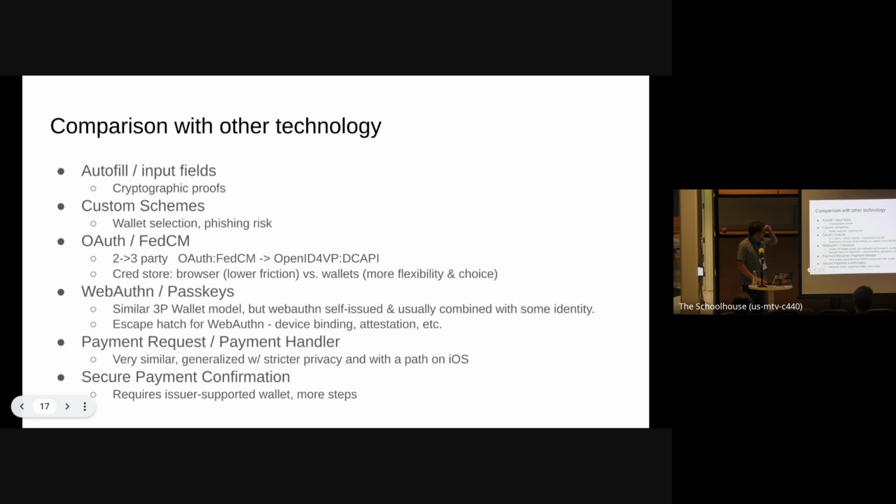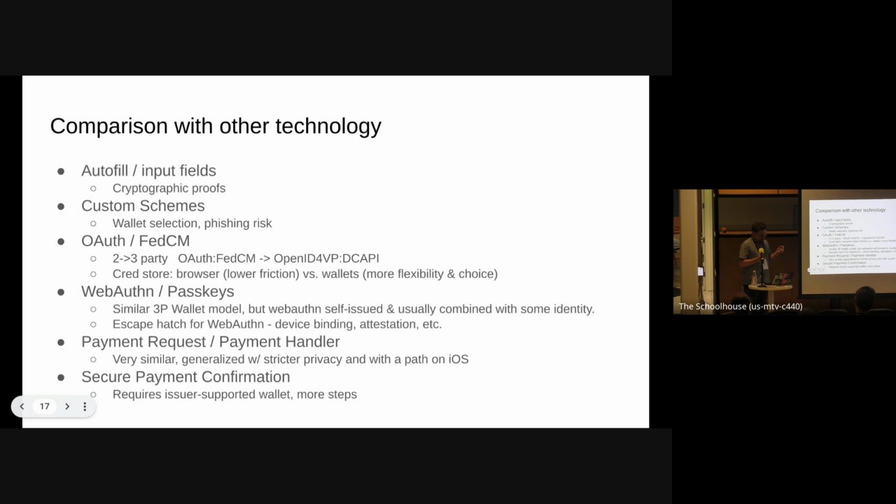There's a lot of interesting comparisons to all the different types of identity and payment systems we have. I probably won't go through all this in detail, just to say that the thing that's fundamentally different from autofill is that this is a cryptographic proof, right? It's not just a bit of text. I've talked about custom schemes. There's risks with custom schemes around greater chance of phishing, for example.